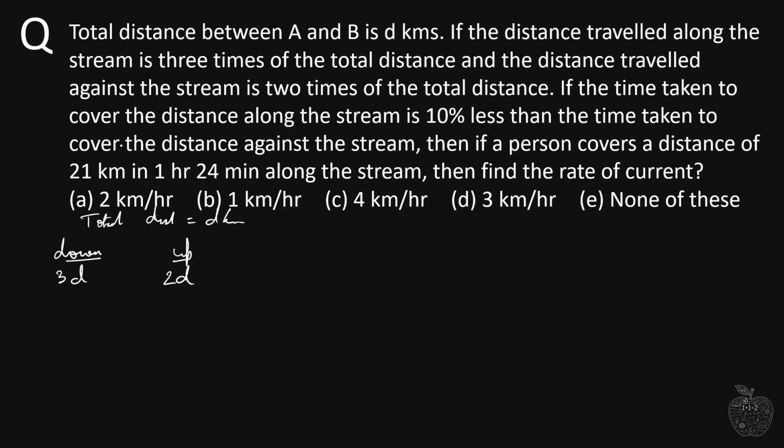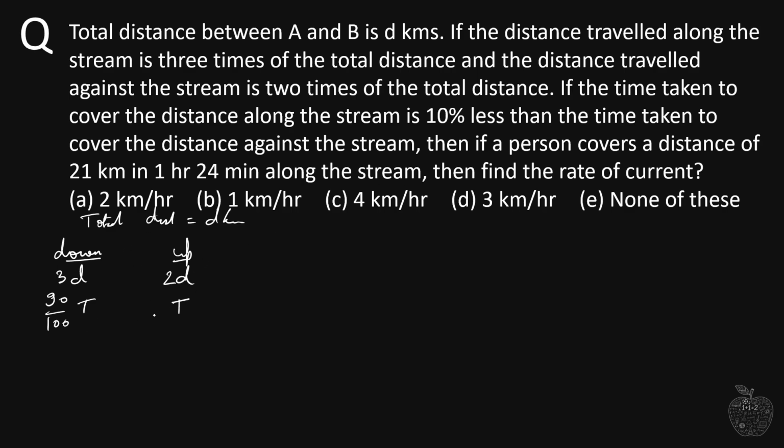Now, if the time taken to cover the distance along the stream is 10% less than the time taken to cover the distance against the stream, let's say the time taken to travel against the stream, that means upstream, is t. Then the time taken to cover the distance along the stream, that means downstream, will be 10% less, so it will be 90% of t. Alright, this much is clear. Then a person covers a distance of 21 kilometers in 1 hour 24 minutes along the stream. Then find the rate of the current.